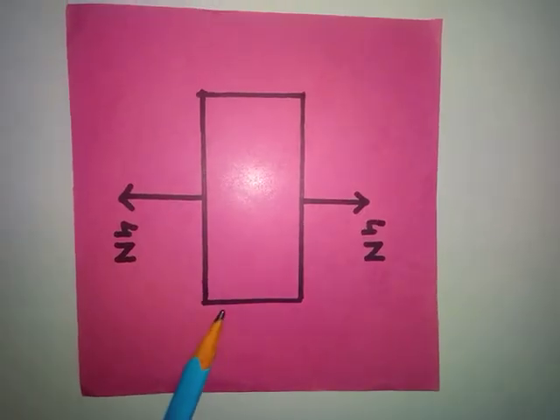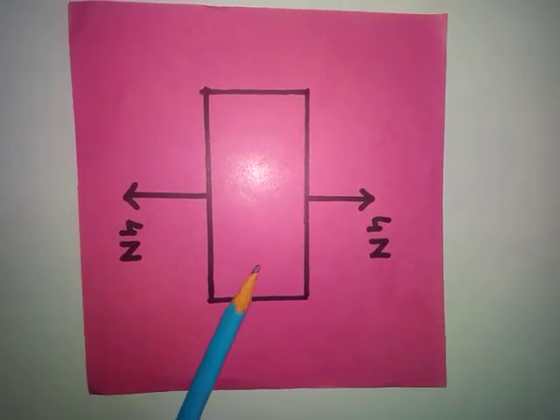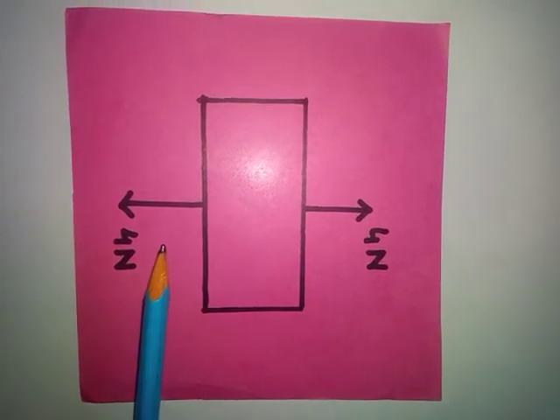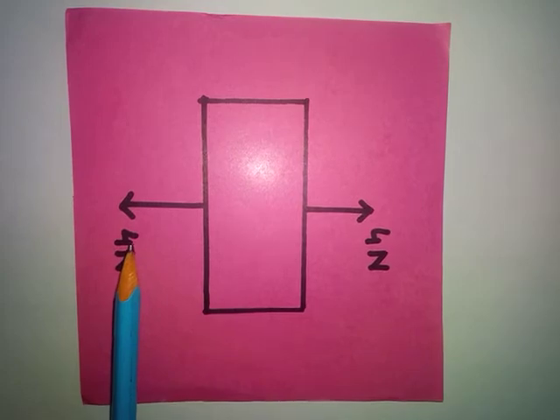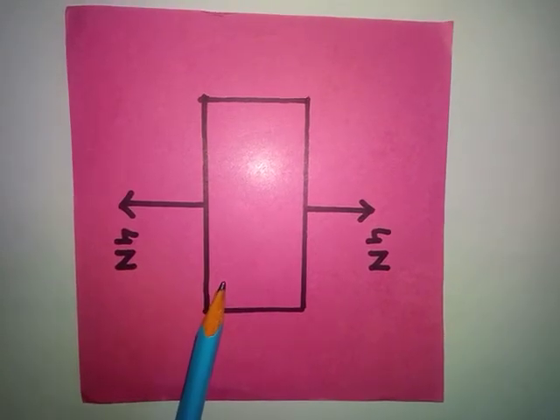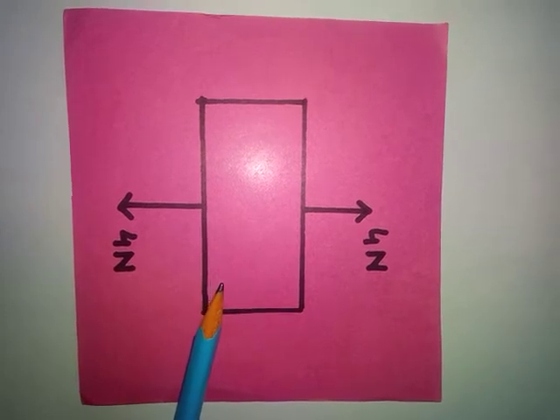Let us take third example, that there is a box and it is applied by 4 Newton force in upward direction and 4 Newton force in downward direction. Now, can this object move? No, this object cannot move.